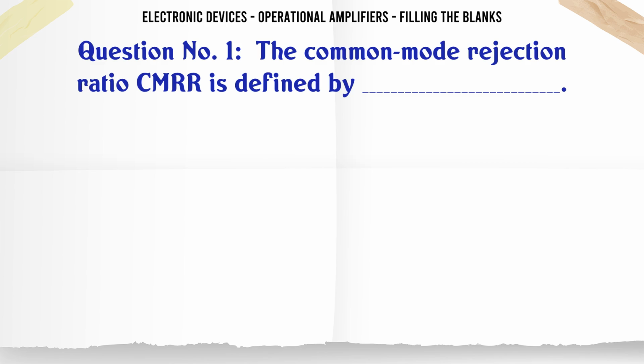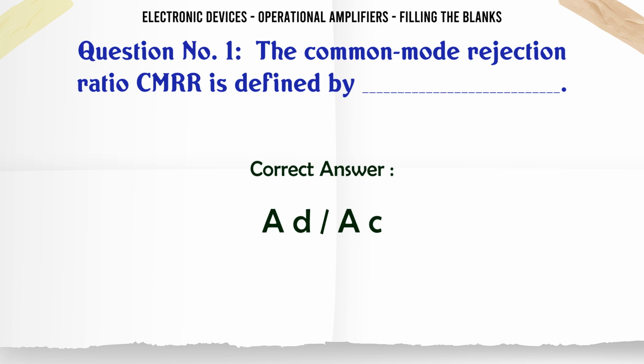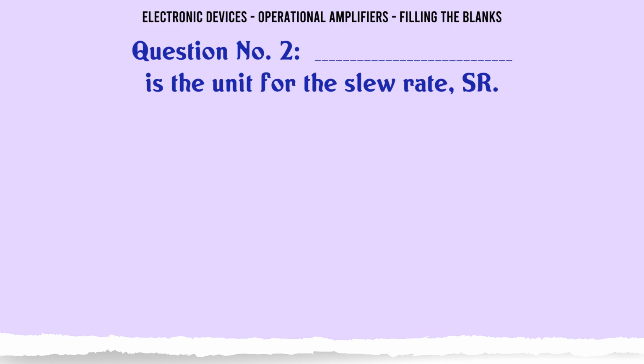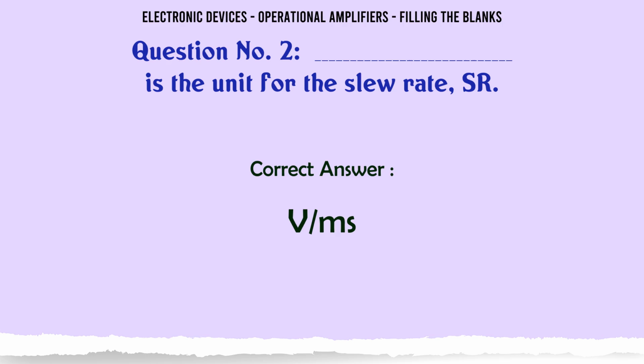The common mode rejection ratio CMRR is defined by A: A_d/A_c, B: A_c/A_d, C: A_d·A_c, D: A_d+A_c. The correct answer is A_d/A_c. Is the unit for the slew rate SR A: V/ms, B: ms/V, C: V, D: V·s? The correct answer is V/ms.